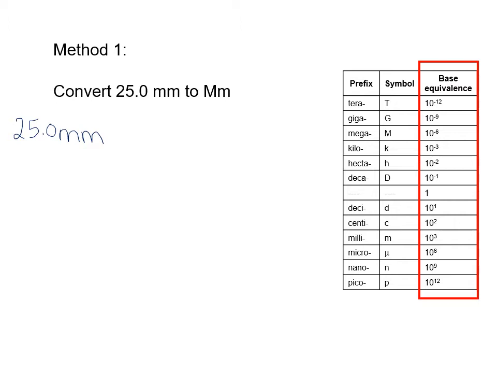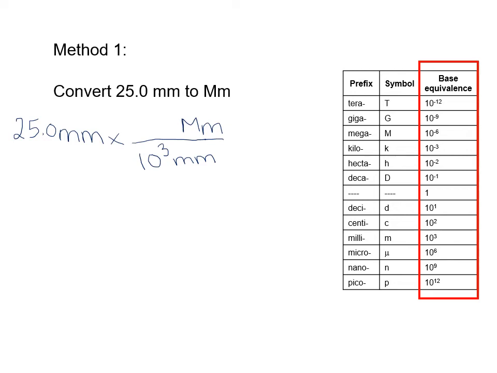And remember, the next rule was that the unit we're trying to cancel will go on the bottom. So in this case, we're trying to cancel mm, right? The little m, which stands for millimeter. So for millimeter, we're going to use this prefix here. And the number that goes with it, the base equivalence, is 10 to the third. So I'm going to put 10 to the third next to the millimeters. And then next, I'm going to go to the unit that I'm trying to get. What we're trying to get is megameters. So I'm going to put megameters on top.